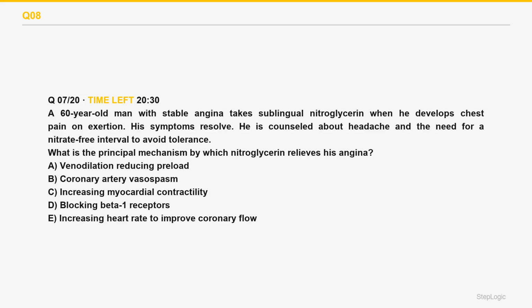What is the principal mechanism by which nitroglycerin relieves his angina? A 60-year-old man with stable angina takes sublingual nitroglycerin when he develops chest pain on exertion. His symptoms resolve. He is counseled about headache and the need for a nitrate-free interval to avoid tolerance. Read the command: principal mechanism of nitroglycerin in angina. Stable angina relieved by nitroglycerin. Headache, tolerance, venodilation, reducing preload and oxygen demand.